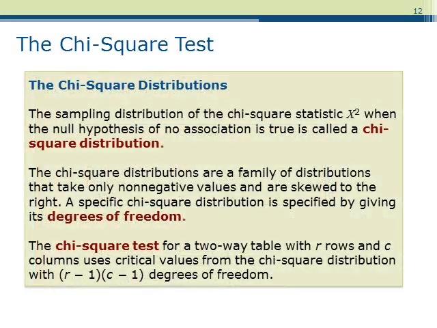The sampling distribution of the chi-square statistic when the null hypothesis is true is called a chi-square distribution. The chi-square distributions are a family of distributions that take only non-negative values and are skewed to the right. A specific chi-square distribution is specified by giving its degrees of freedom. To compute the degrees of freedom, we use the formula r-1 times c-1, where r is the number of rows in the two-way table and c is the number of columns.